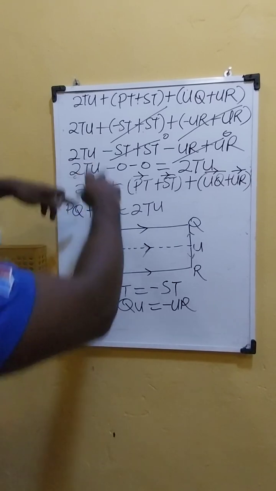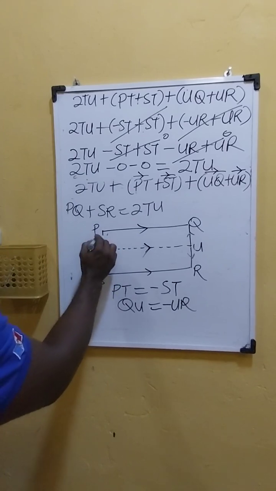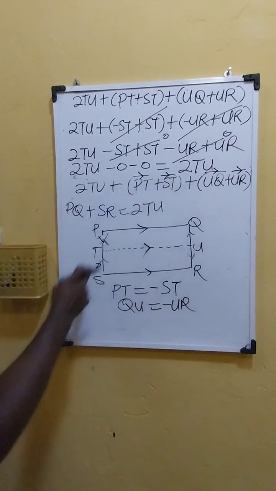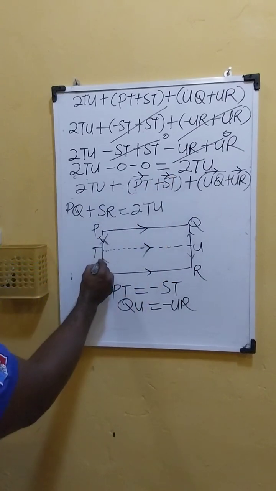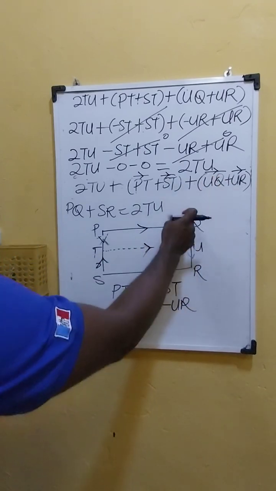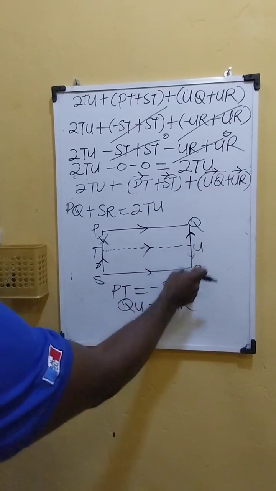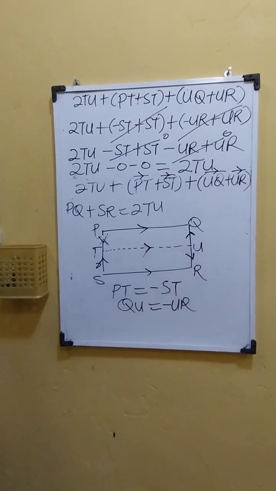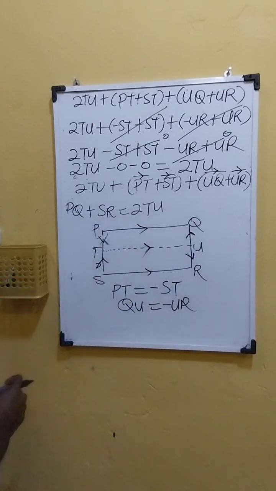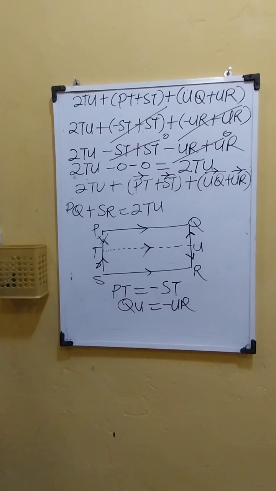You cannot put it this way. You can't put it this way. You have to put it the way the vector is moving. It's always moving this way. So ST, where's ST? ST, so this is the movement, plus UQ, this is the movement, plus U arrow, this is the movement, PQ, this is the movement, S arrow, this is the movement.